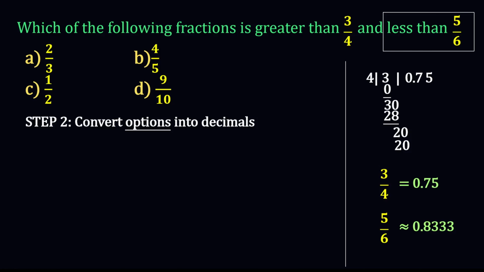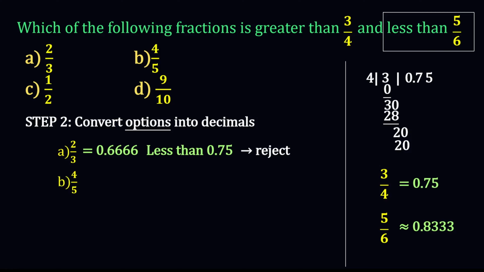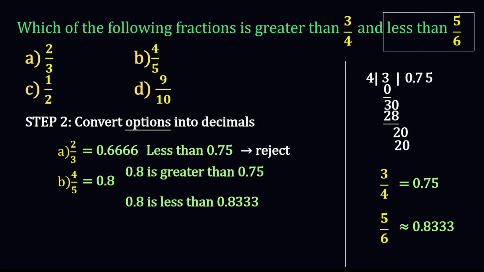So step 2, we need to convert the option into decimal. So let's start with option A. We have 2/3. That will give me 0.666, which is less than 0.75. So by definition, we know that it's incorrect. Let's move on to option B. It is 0.8. Now, if you look at option B, 0.8 is greater than 0.75 and it's less than 0.8333, which we know this worked, but we would like to check for the other option.